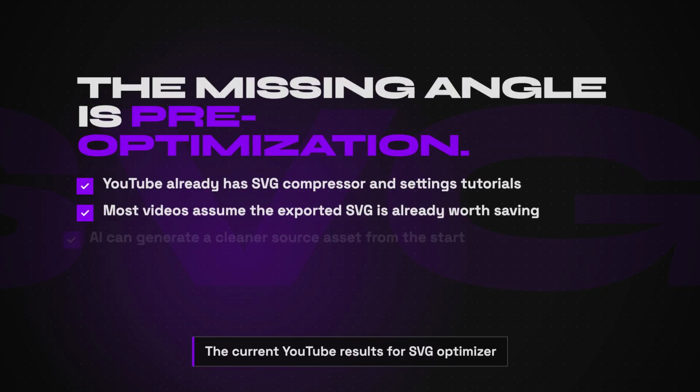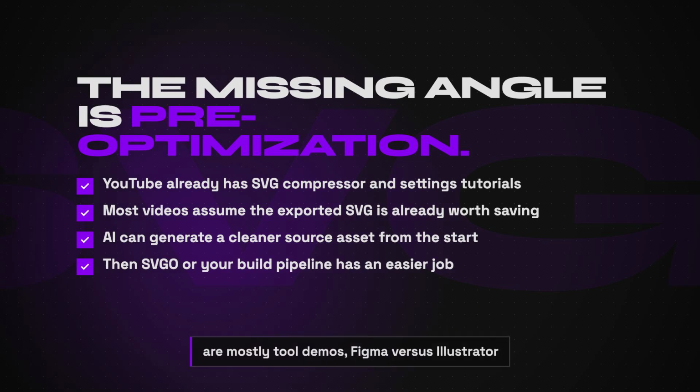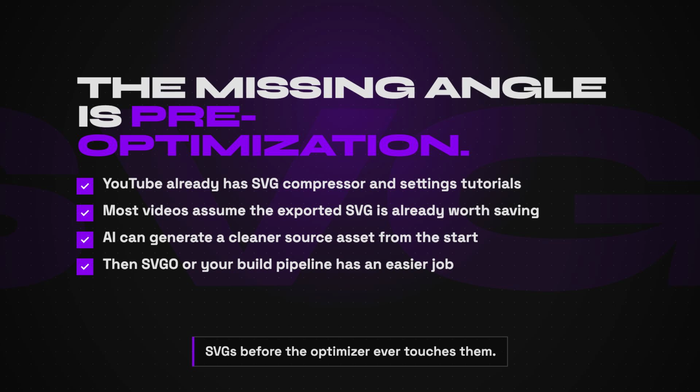The current YouTube results for SVG Optimizer are mostly tool demos, Figma versus Illustrator tips, and compression walkthroughs. Useful, yes. But the stronger workflow is not just squeezing bad SVGs smaller. It is creating cleaner SVGs before the optimizer ever touches them.